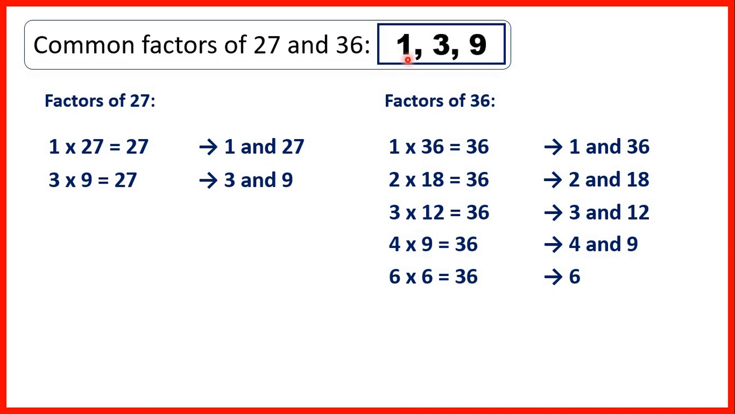So the common factors, the factors of both numbers, are 1, 3 and 9. So 9 is the highest common factor of 27 and 36. 9 is the highest times table that has both 27 and 36 as multiples.